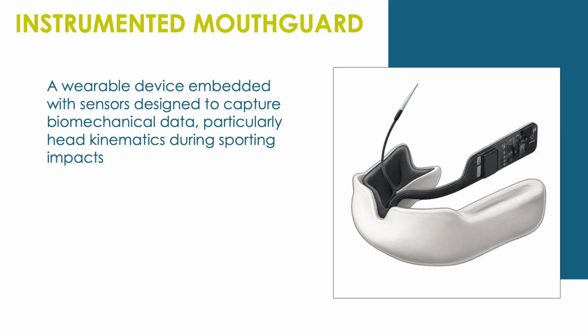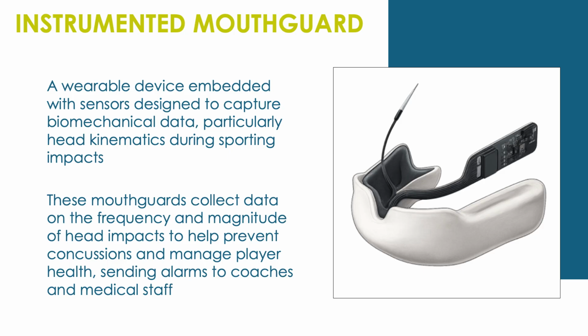Examples of wearable devices for injury detection are also available. For instance, the instrumented mouthguard, a wearable device embedded with sensors such as accelerometers and gyroscopes, designed to capture biomechanical data, particularly head kinematics like acceleration and angular velocity during sports impact. These mouthguards collect data on the frequency and magnitude of head impacts, particularly in contact sports like rugby, to help prevent concussions and manage player health, sending alarms to coaches and medical staff.